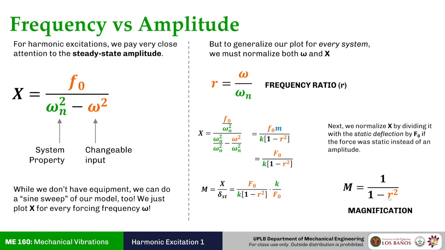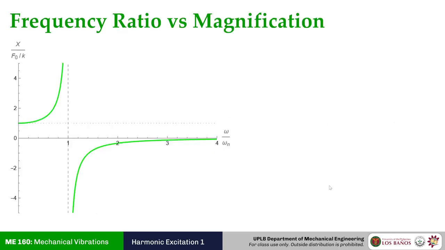So if we graph R as the x-axis and M as the y-axis, we get this particular graph. Whoa, what happened here? If you notice, you have this part that starts at 1 and just shoots up at a value of R equals 1. And then after 1, it comes back from negative infinity. And then as you increase the frequency ratio, it just peters out to 0.